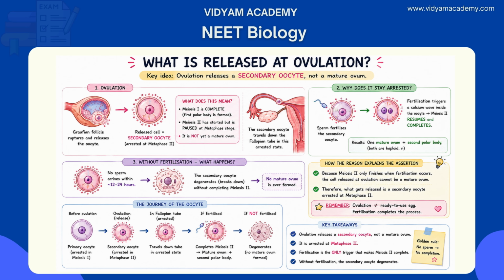R directly explains A, because the reason a secondary oocyte is released is precisely that meiosis 2 requires the fertilization trigger to finish. Making option A the correct choice, because the reason and assertion are both rightly matched here.